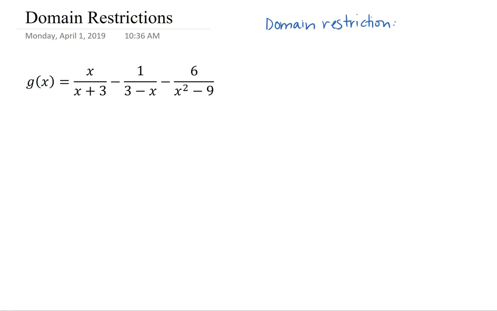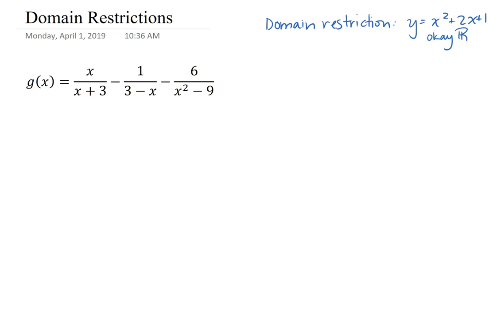If I have a polynomial, then something along the lines of x squared plus 2x plus 1, any number that I plug in for x, positive or negative, is going to give me some value for y. This is okay. We would say that this is all real numbers. Domain restrictions occur when there are values for the function that do not work.